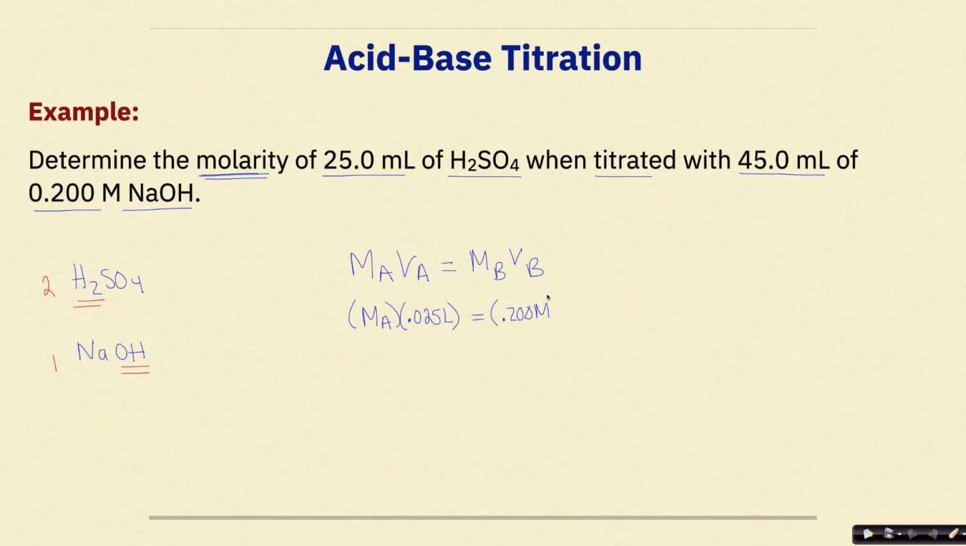0.200 molar. The volume of my base is going to be 45 milliliters, which of course I'm going to turn into liters because molarity times liters gives me moles, and I'm trying to make sure that the moles of both of these sides are equal, like we saw with the previous example with the graph. Go back and look at it if you don't know what I mean. So we need to do 0.045 liters.